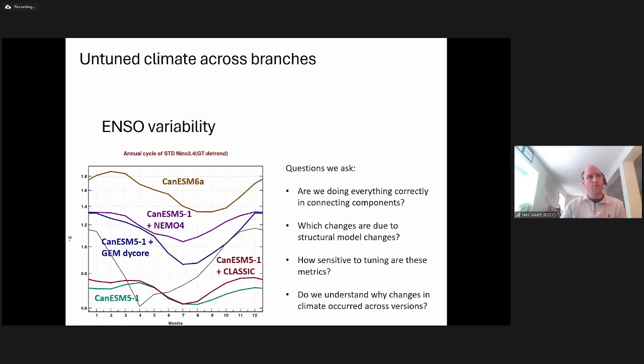This is just another example using ENSO variability. So, for example, the CanESM 5.1 model has quite low variability of ENSO across the seasonal cycle. Both NEMO 4 and GEM tend to increase ENSO variability, and the combination of them has actually a very high ENSO variability. So we're always asking, how much of this is due to structural changes? How much of this is just due to how the model is tuned? How sensitive is it going to be to tuning? And do we understand why this is occurring?